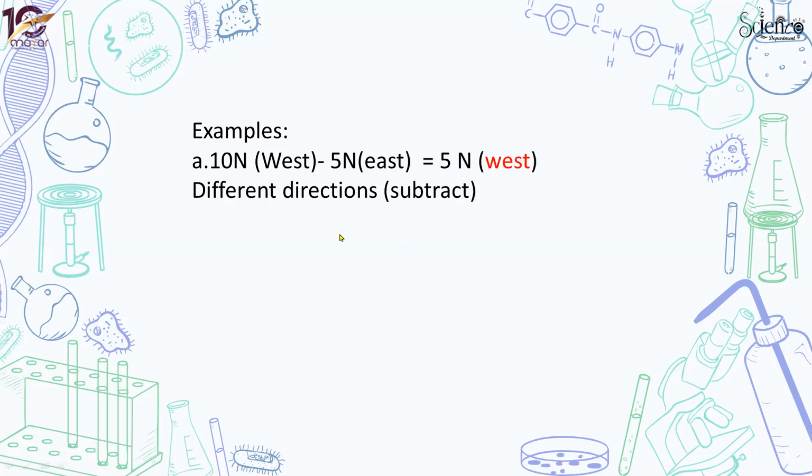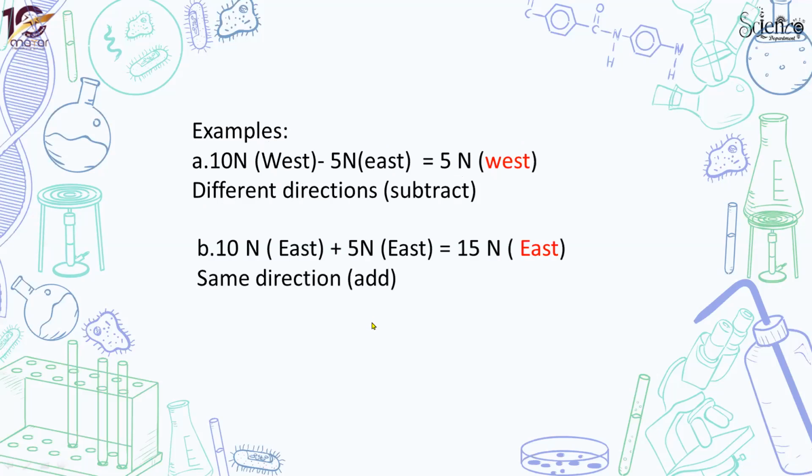Because it's the direction of the greater force. Okay, let's have another example. 10 Newtons to the east acting on an object, and another force also acting on the same object with 5 Newtons also to the east. So first I look at the directions. East and east, they're the same direction. Since it's the same direction, here I add the forces together.